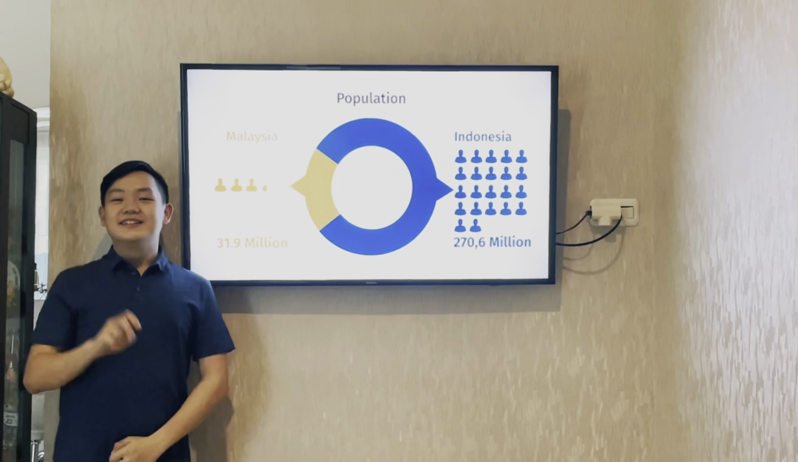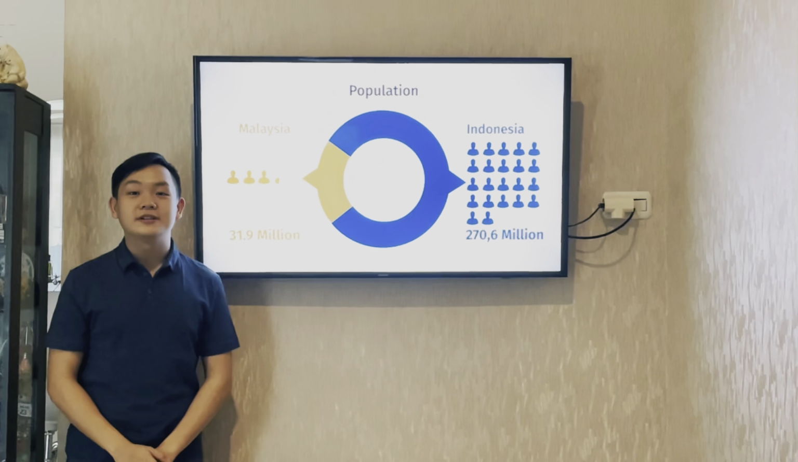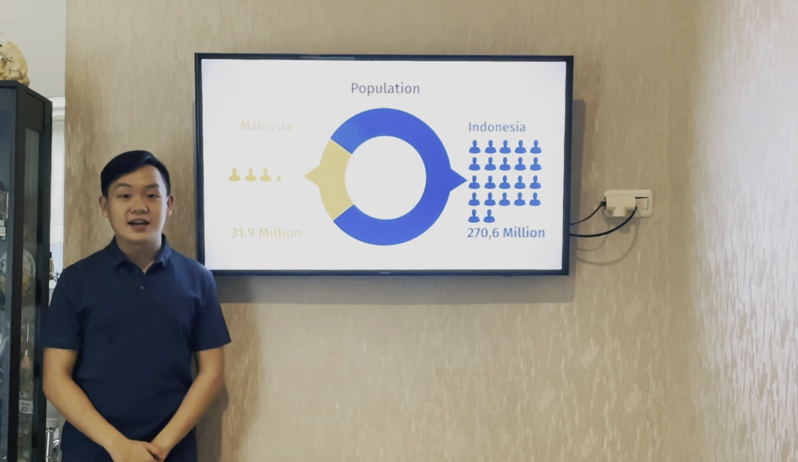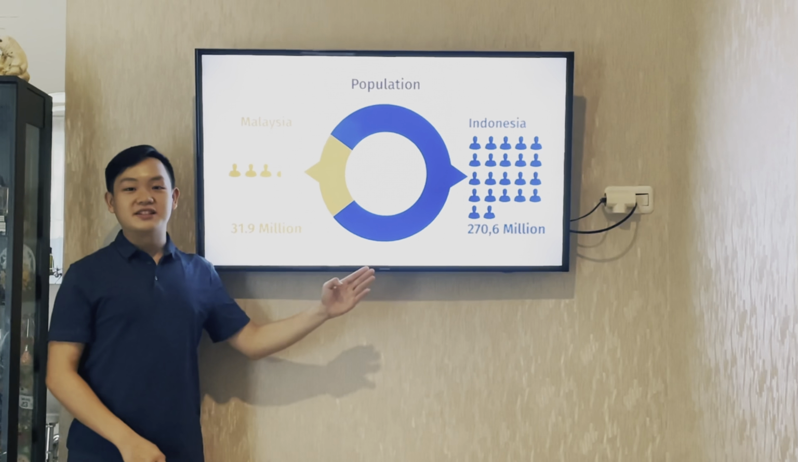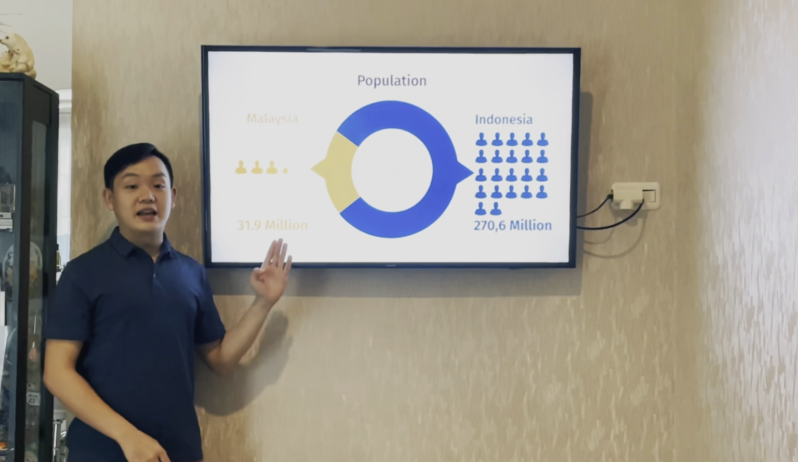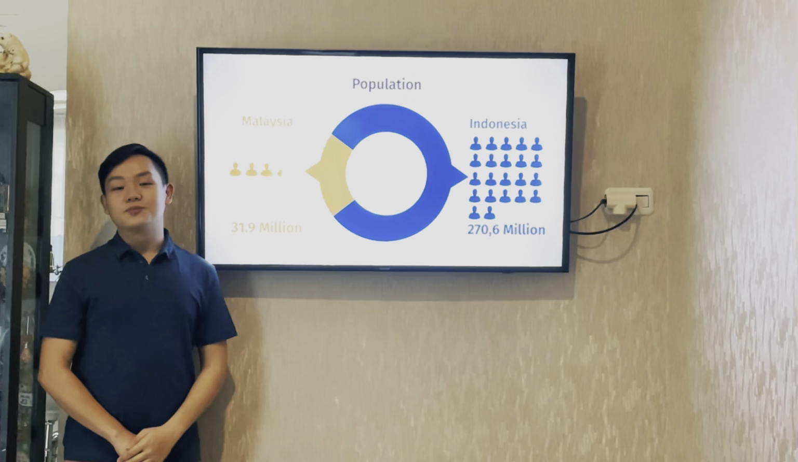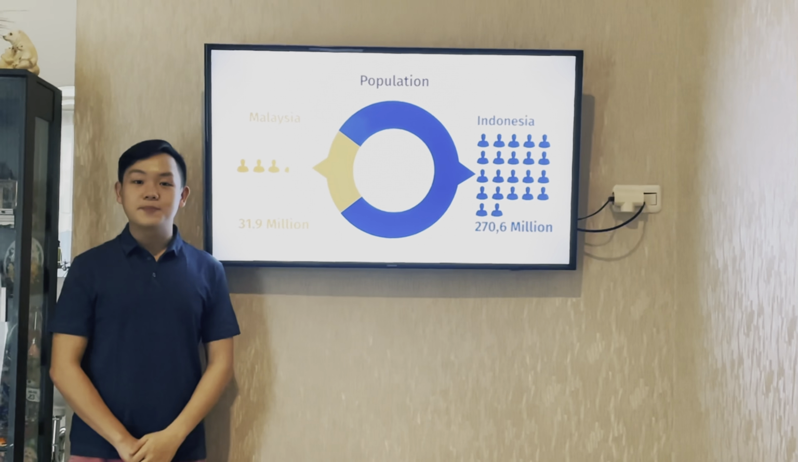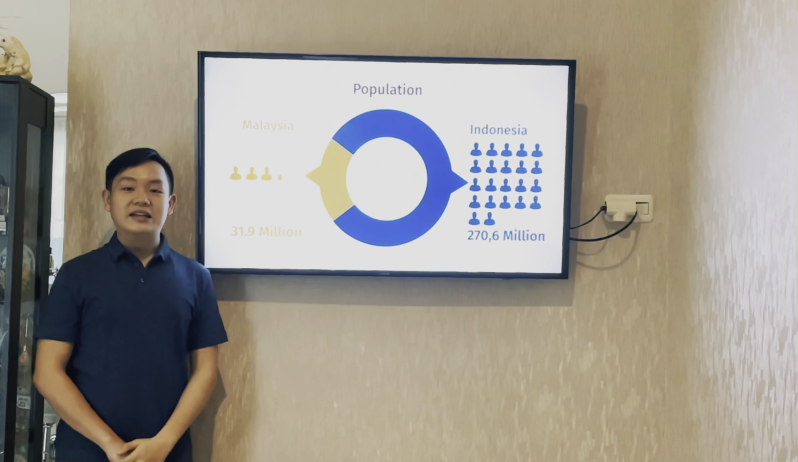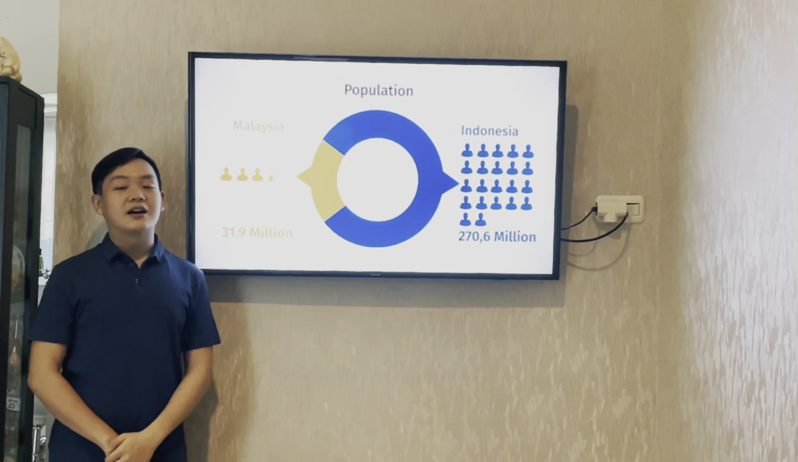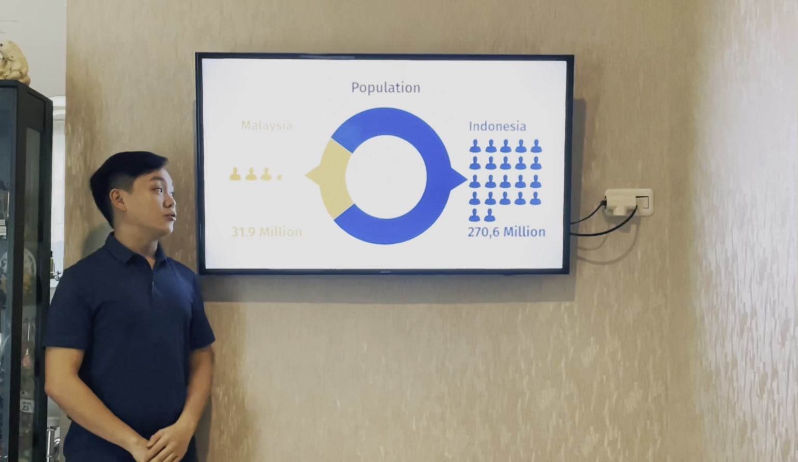And then second, here is the population chart. This pie chart describes how many people live in Indonesia and Malaysia. The right one, which is the blue color, is Indonesia's population, and the yellow one on the left is Malaysia's population. Indonesia has more than 270 million people, whereas Malaysia only has around 32 million people. The key point of this chart is there are almost 9 times more people living in Indonesia compared to Malaysia.